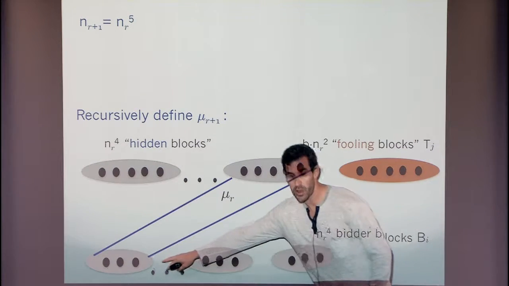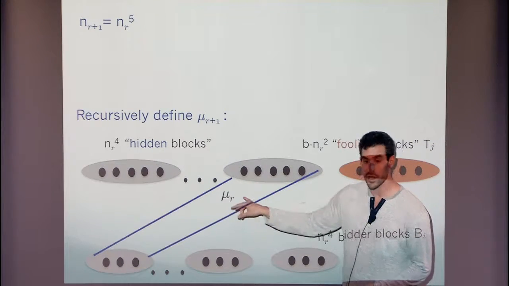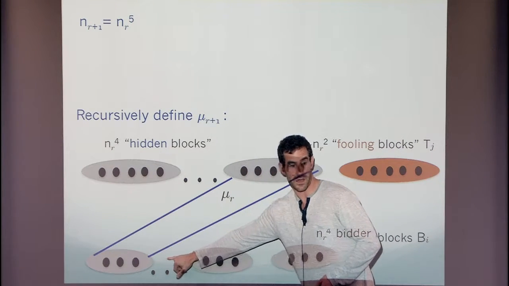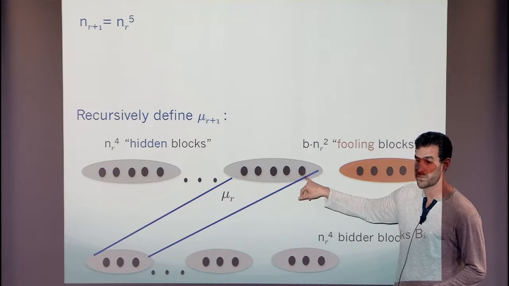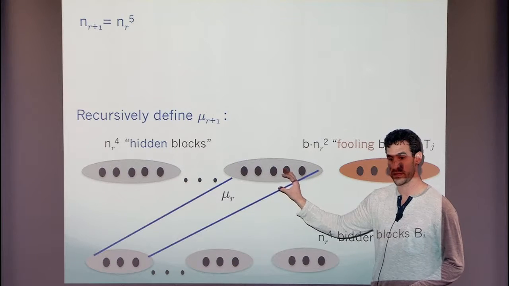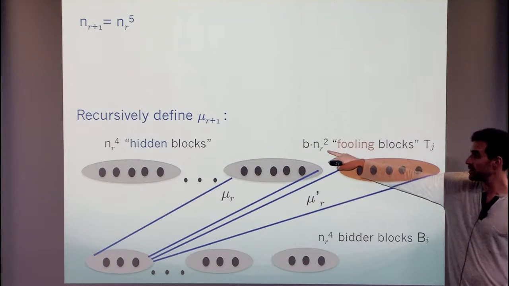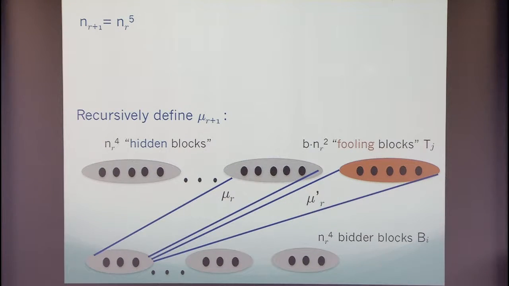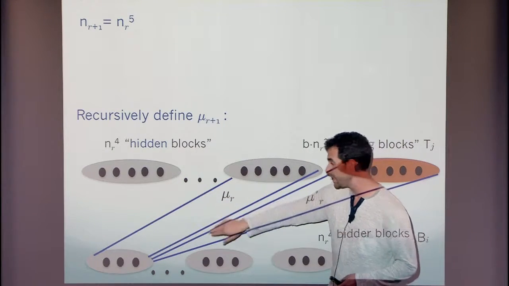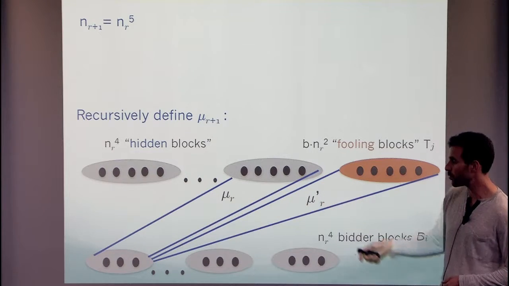Now, what is the set of edges in this graph? We connect each block, B_i, to its hidden block, which you should think of as just a random, hidden index, using a copy of the previous distribution, mu sub R. This is well defined because each block contains N_R bidders, and each block of items will contain M_R items. Okay? So each block of bidders is connected to its hidden block using an independent, disjoint copy of the previous distribution. And it's further connected to each one of those B times N squared fooling blocks. Does that make sense? So each block of bidders is connected to the hidden block using a copy of mu sub R, and to each one of those fooling blocks using an independent copy of the distribution mu prime sub R. What is mu prime?